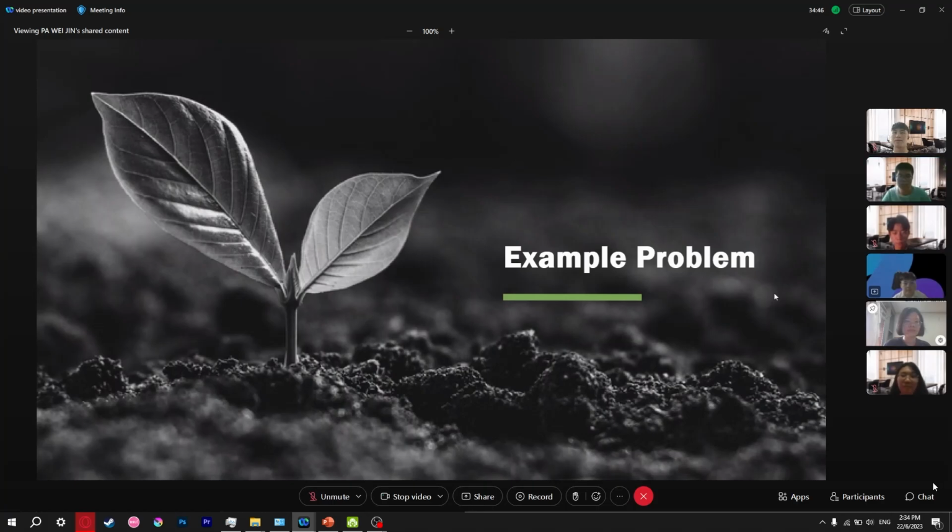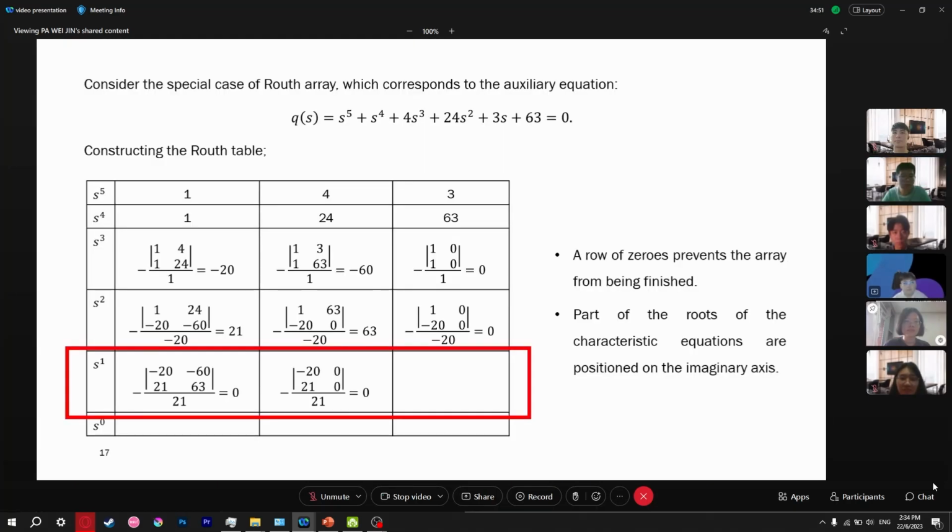Next slide. We consider the special case of the Routh array, which corresponds to the auxiliary equation as shown in the slide. We construct the Routh table, but we find that there is a row of zeros in the s1 row, which prevents the array from being finished. This means that part of the roots of the characteristic equation are positioned on the imaginary axis.